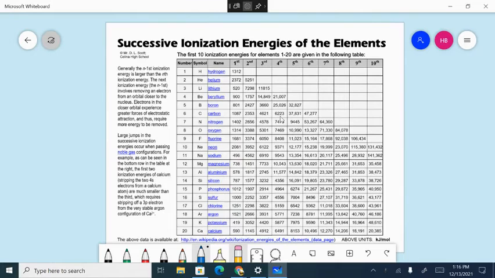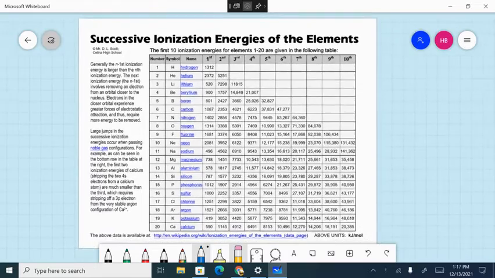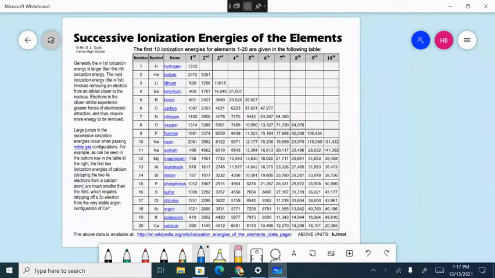So the next topic on our agenda is going to be discussions about ionization energies. That kind of wraps in with the photoelectron spectroscopy. Let's remind ourselves what ionization energy is.